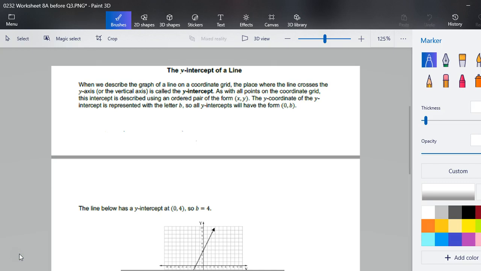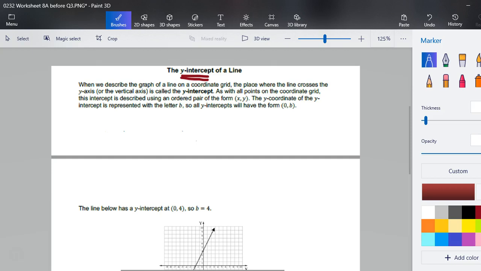Remember in this lesson, we're going to talk about slope and y-intercept. We're finished talking about slope, let's move on to y-intercept.